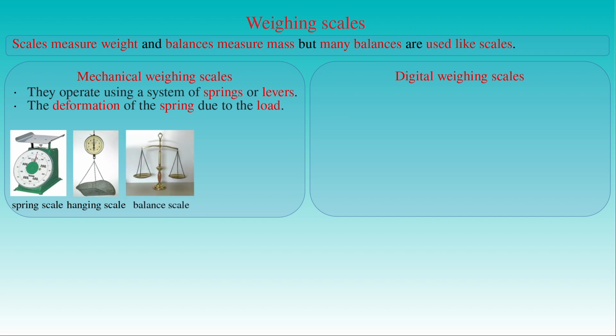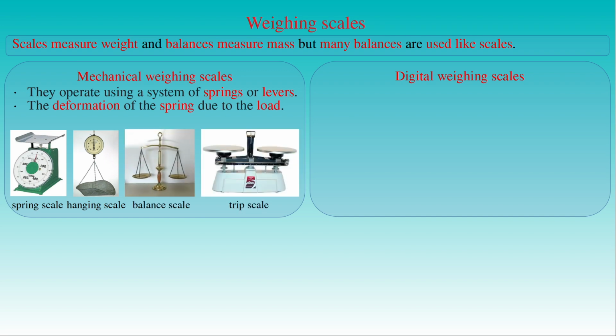Balance beam scales and trip scales are weighing instruments based on Archimedes' law of the lever, stating that a lever is in balance if the total torque acting on its left-hand side is equal to the total torque acting on its right-hand side. Analytical balances are extremely precise and are used to measure very small amounts of substances in labs.